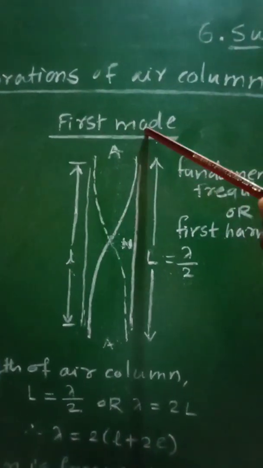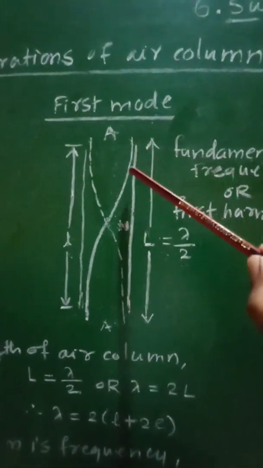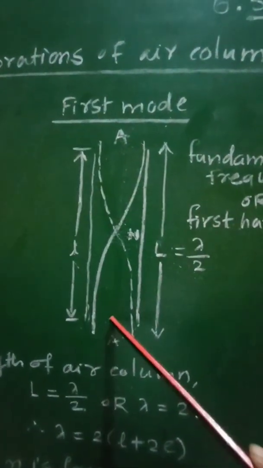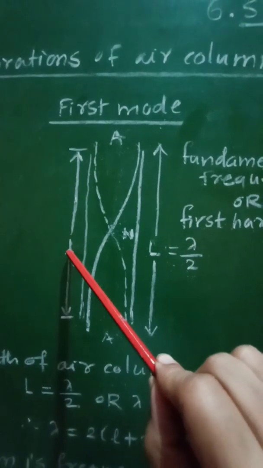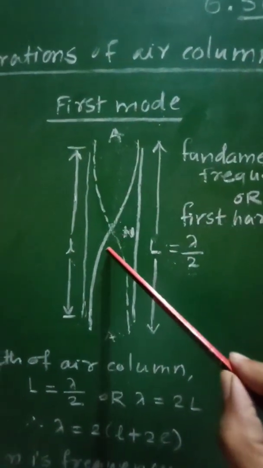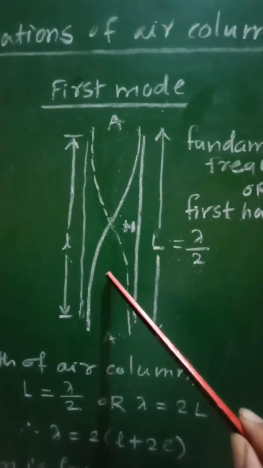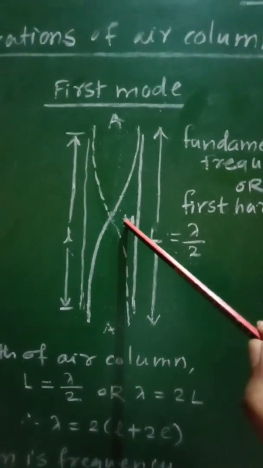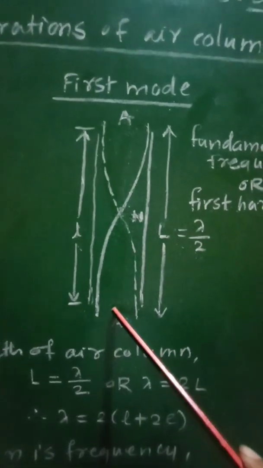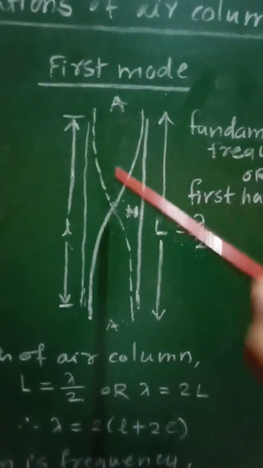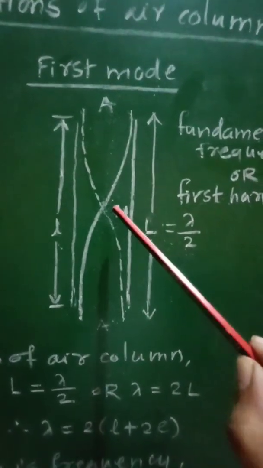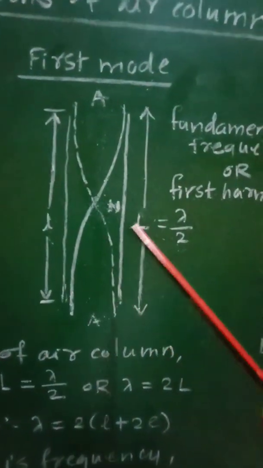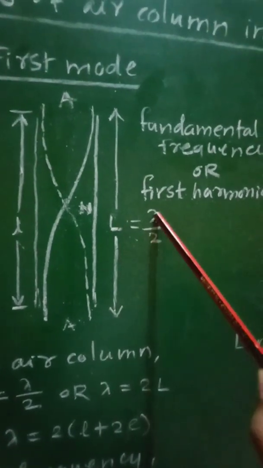Let us consider the first mode of vibration of the air column. For that purpose, let us consider a pipe which is open at both ends having its length equal to L. When that air column is vibrating in the first mode, that is the simplest mode of vibration, there will be formation of two antinodes and one node. So if lambda represents the wavelength of this wave, then the length of the air column L will be equal to lambda by 2.